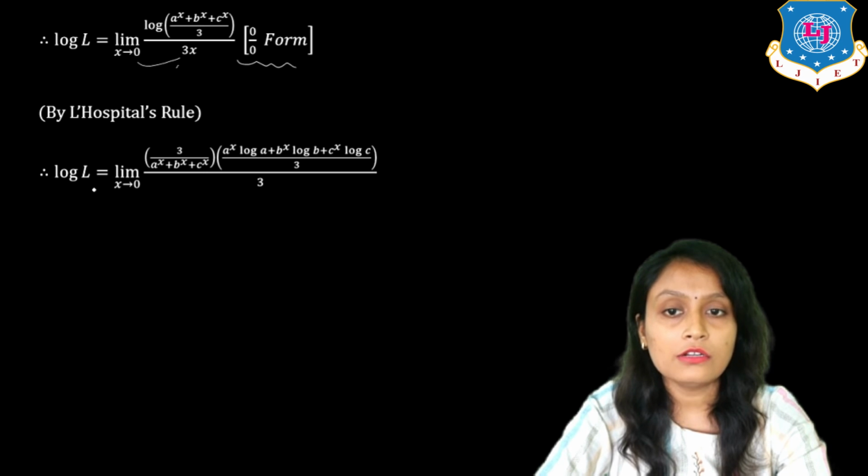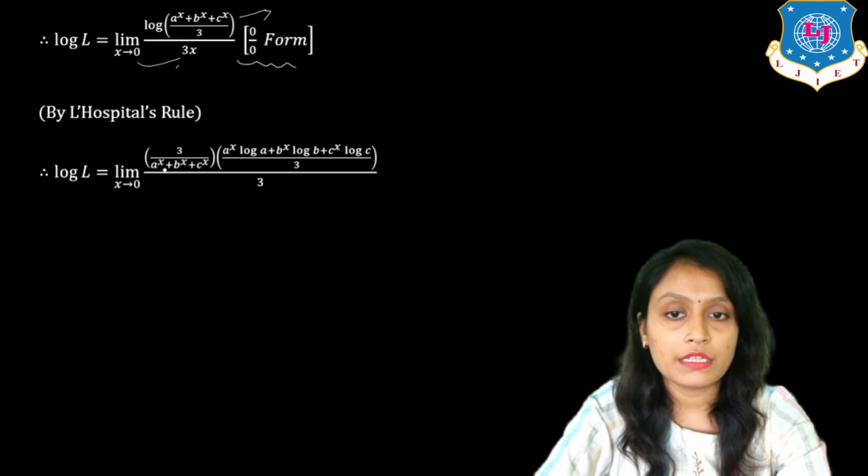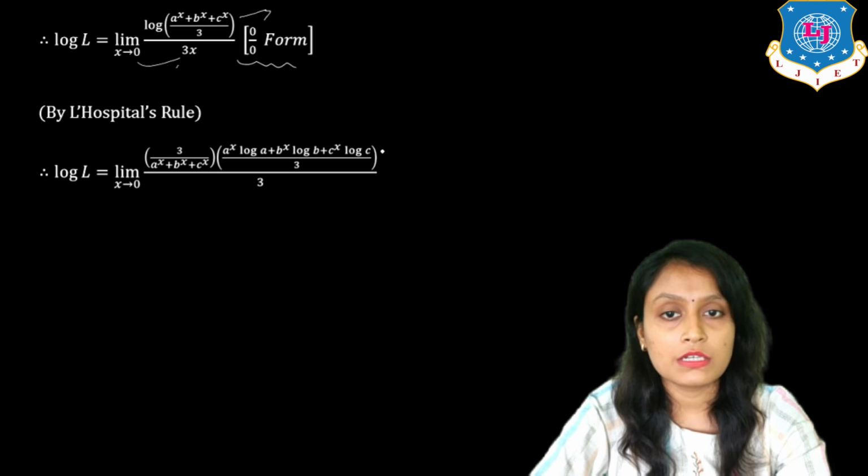So you will get log L equal to limit x tends to 0. Firstly, take the derivative of this term. We know the derivative of log x is 1 upon x. So you will get here 3 upon (a raised to x plus b raised to x plus c raised to x). And now we have to take the derivative of this term. So you will get (a raised to x into log a plus b raised to x into log b plus c raised to x into log c) upon 3. And the derivative of 3x is 3.